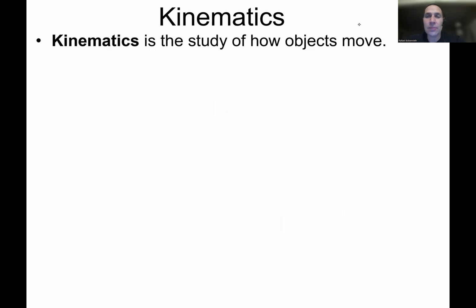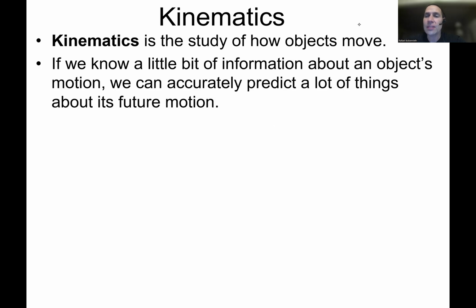Let's start talking about it. There's a big word there, kinematics. That really is just a big word that means the study of how objects move. I do want to take a moment to recognize how important this is, because if we know a little bit of information about an object's current motion or past motion, its position, its velocity, its acceleration, some combination of that, then we can pretty accurately predict things about its future motion.